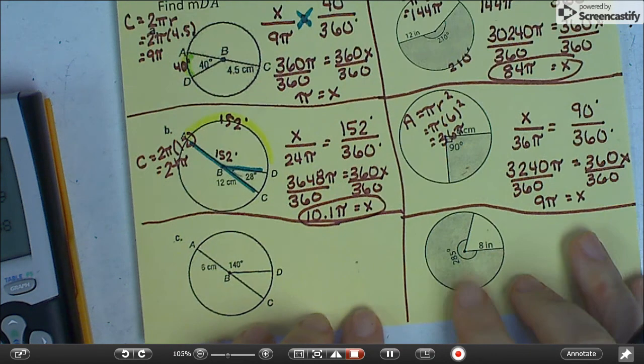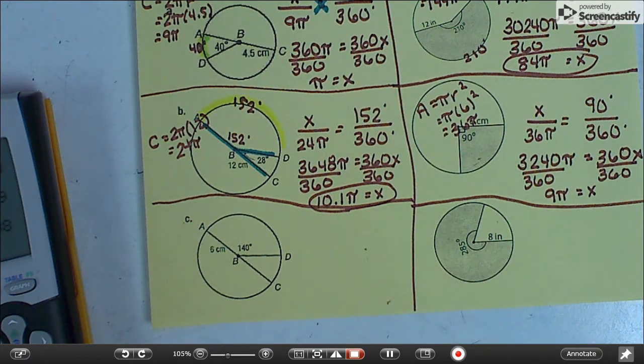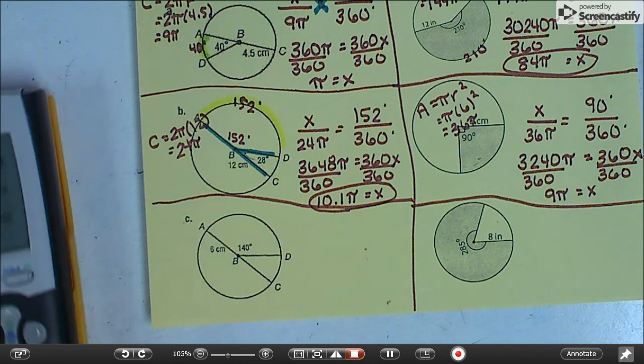All right, I want you to do these two. So pause the video right now, do these two problems, and then come back and check. Please pause now.